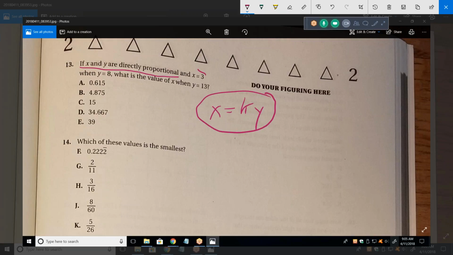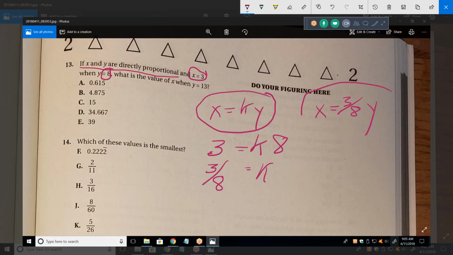They give you an X and a Y. What's that going to allow us to calculate? What K equals? Okay, so X is 3. K times 8. So K equals 3/8. Now you have the real equation. X equals 3/8 Y. There is the specific equation for this problem. Now, figure out what X is when Y is 13.